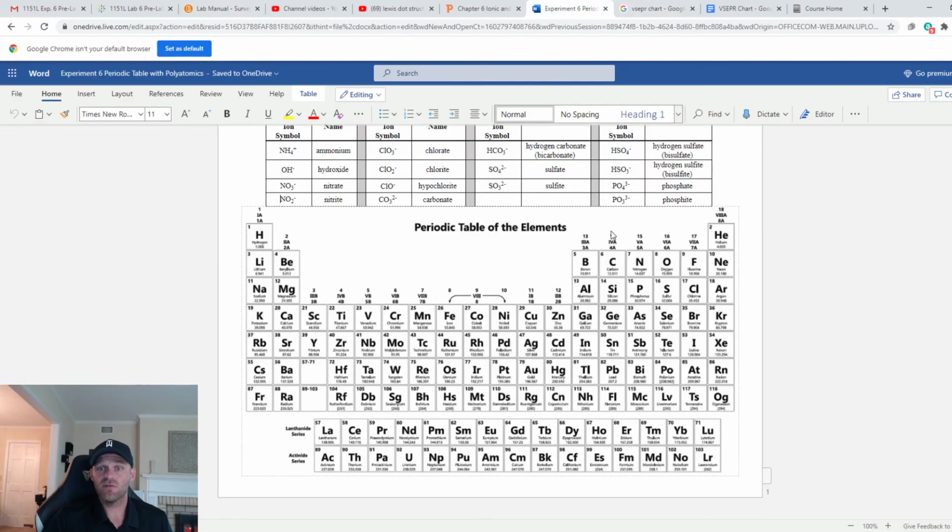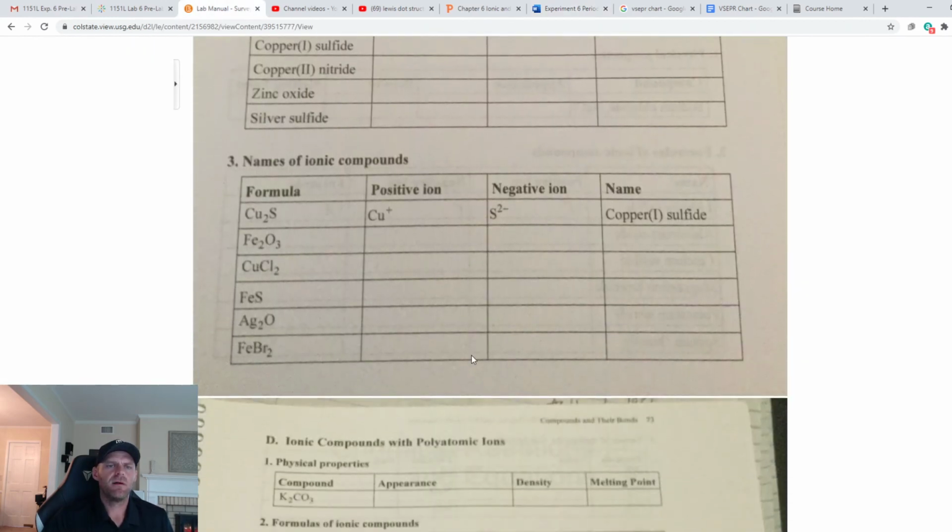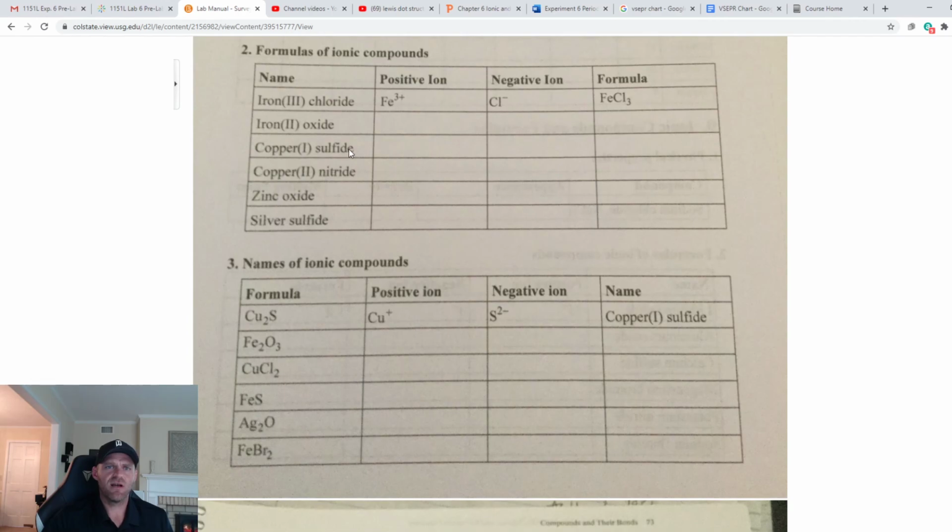And remember, oxygen is 2 electrons short of an octet. So it typically will take 2 electrons from somewhere else. In this case, iron. Sulfur is the same way, except it took it from copper.